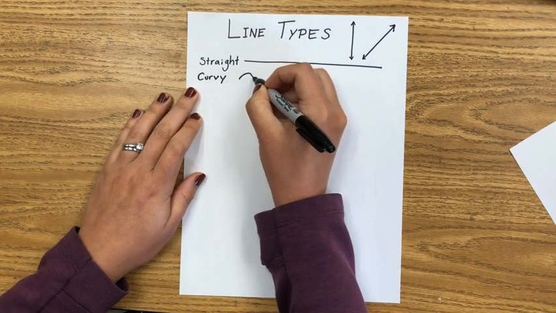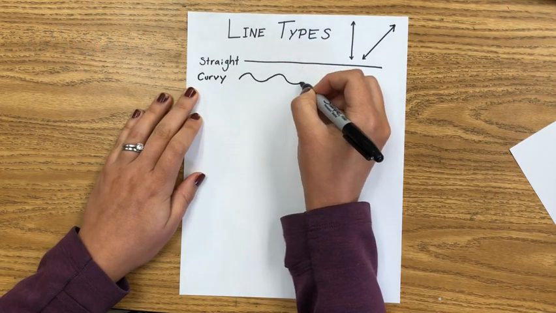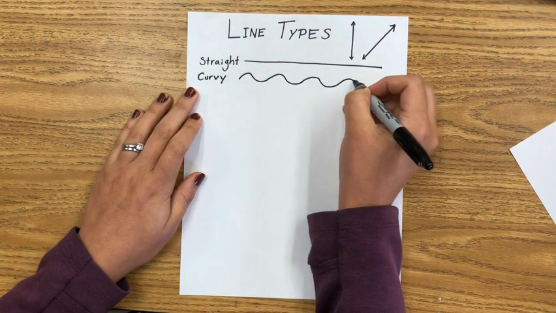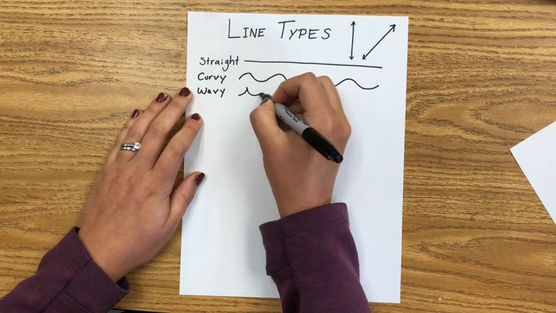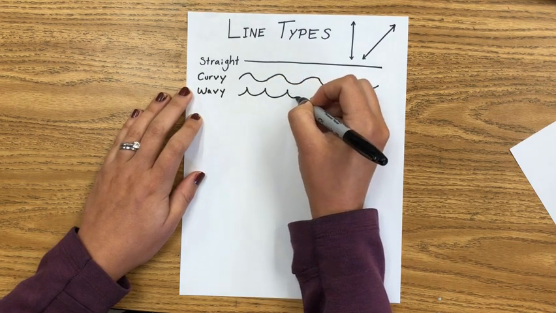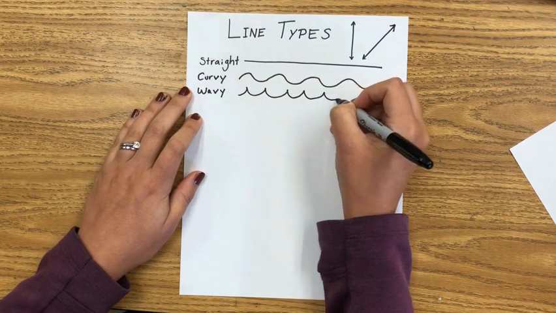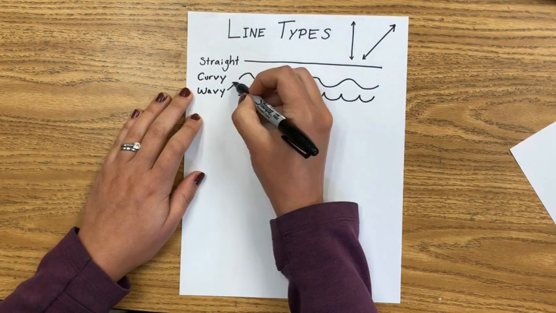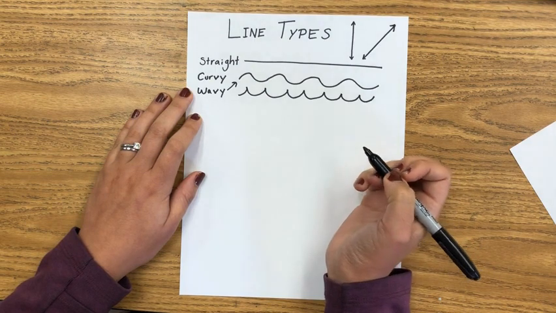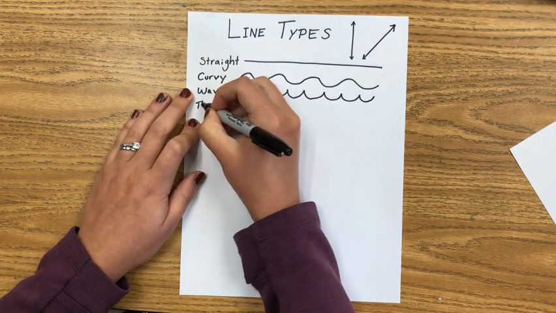The next type of line is a curvy line. A curvy line has bends in it, but not sharp edges. A wavy line is curved like curvy, but has little points on it and looks like water. People often call curvy lines wavy, and that's okay.